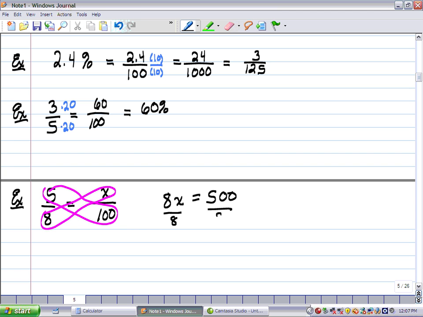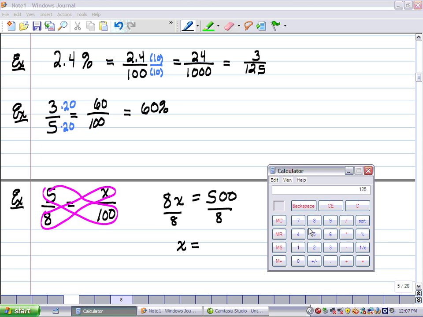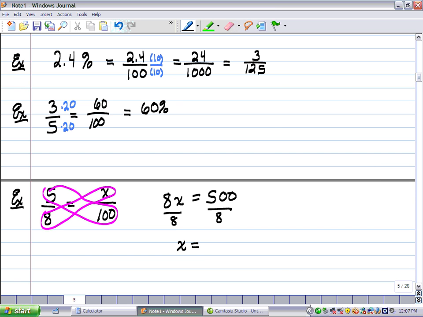And then I'll divide both sides by 8. What's 500 divided by 8? 500 divided by 8 is 62.5. So my answer here, 62.5%.